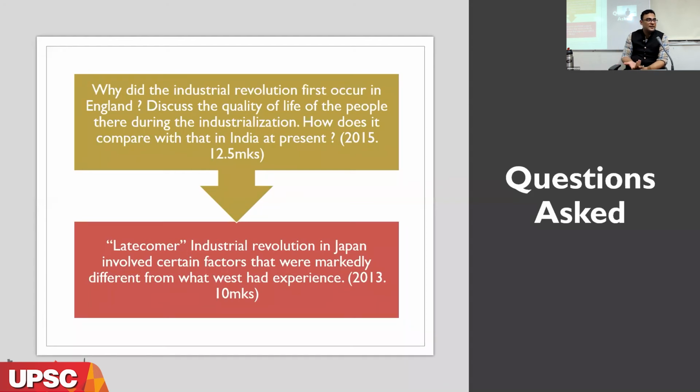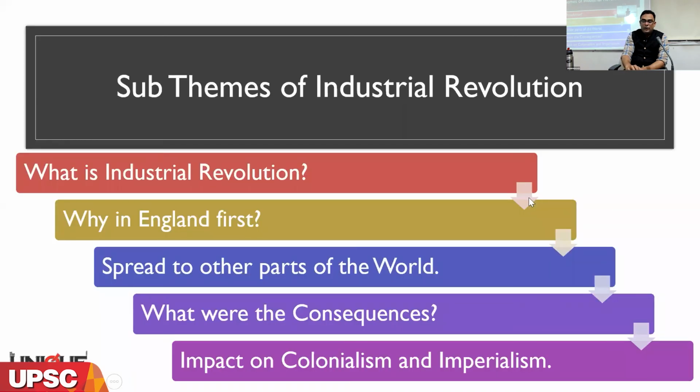Comparison. You agree with this? What is being compared? Industrial revolution of Japan versus industrial revolution of the West. Okay? Can you see now the importance of the C's? So if you have seen the topic in this way, structurally it becomes very easy to deal with the question. Let's move ahead, and let's see how we will cover this topic.